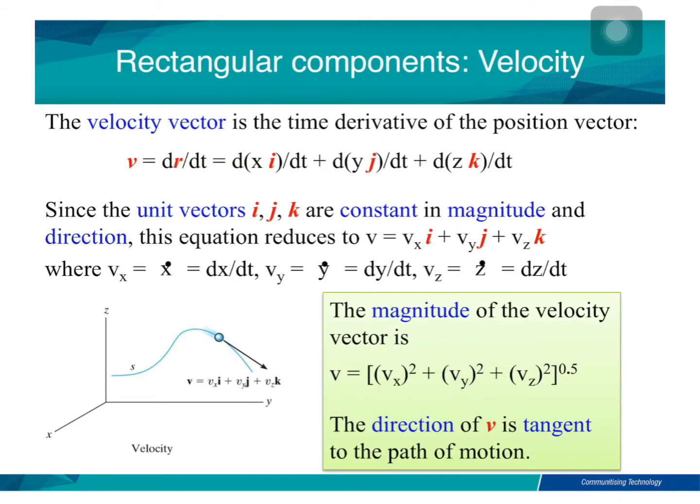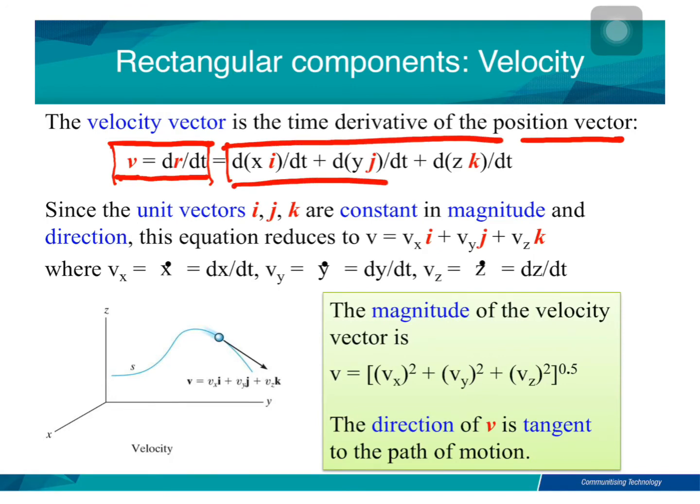First, velocity. When we determine r, the velocity vector is the time derivative of the position vector. So after we determine r, we can get the velocity because velocity is the derivative of r. So v is equal to dr over dt, which is the derivative of each component: dx over dt, dy over dt, dz over dt.